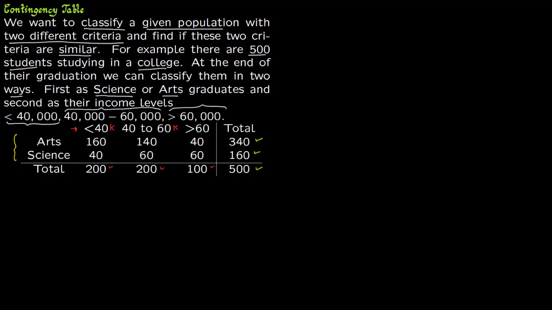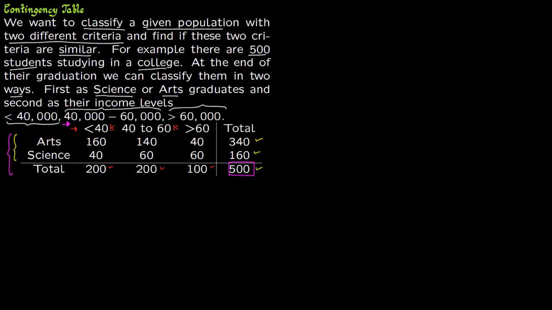But notice that there are only two criteria to divide this 500. One criterion is in terms of stream, and the second criterion is in terms of income level. Within the stream, you can have as many streams as possible, and within the income level, you can have as many income levels as possible. But there are only two criteria.